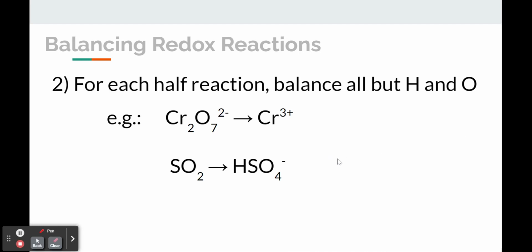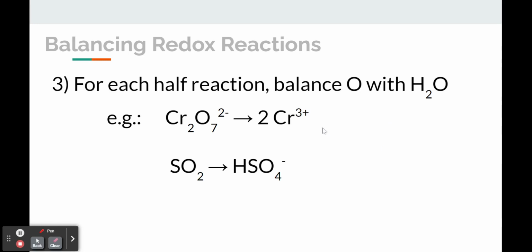The next step is, for each of the two half reactions that you just created, balance all the elements except for hydrogen and oxygen. So on the left-hand side here, we have 2 chromiums and 7 oxygens, but we're ignoring the oxygen. On the right-hand side, we have 1 chromium. So to balance chromium, I'm going to put a coefficient of 2 out here. On the other half reaction, I have oxygen and I have hydrogen, but I'm ignoring those. I'm just looking at sulfur only. I have 1 sulfur on the right, I have 1 sulfur on the left. This half reaction is already balanced. So everything but hydrogen and oxygen balance with coefficients like normal.